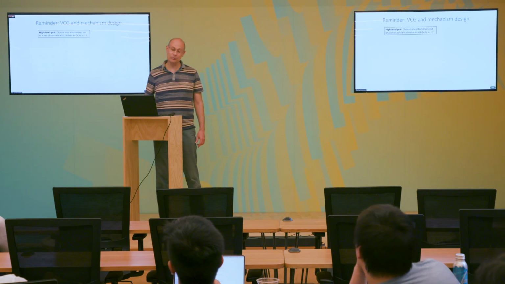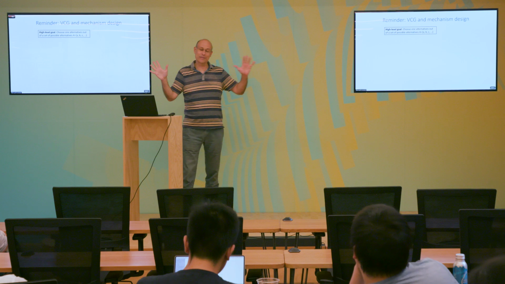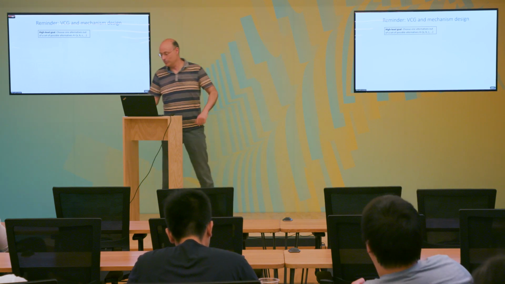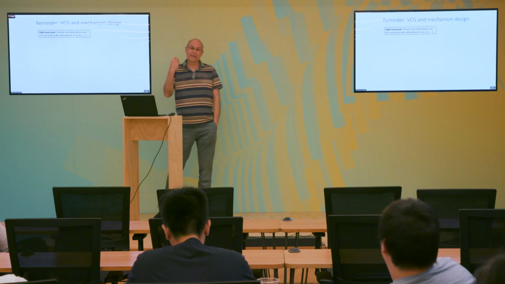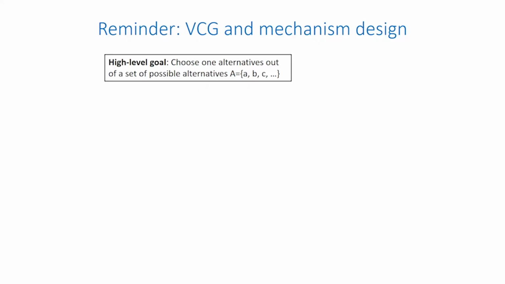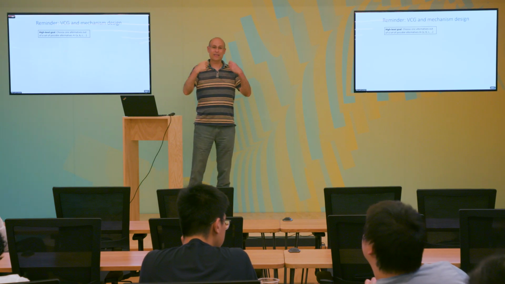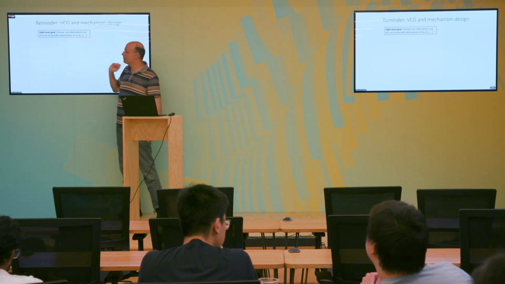Because I mentioned the word VCG, let me give you a very high-level description of VCG. This is more than enough. It's actually strictly more than enough, but I still want to do it for intuition purposes. In mechanism design in general, there is a mechanism designer, which is like an impartial entity that wants to act for the favor of the society. And the goal of that entity is to choose one alternative out of a set of possible alternatives.